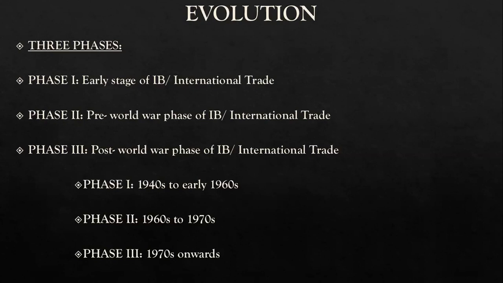First I'll give you the explanation for each and every phase, starting from phase one. In phase one, this phase goes back to ancient times, where particularly Mesopotamian, Phoenician, and Greek merchants were the key players of the market in those days, where they carried out various trading activities in various countries.